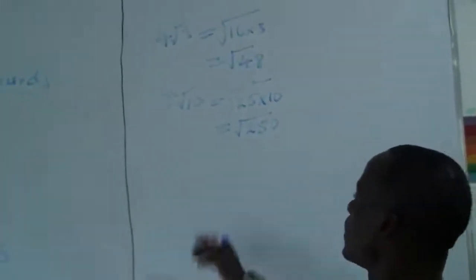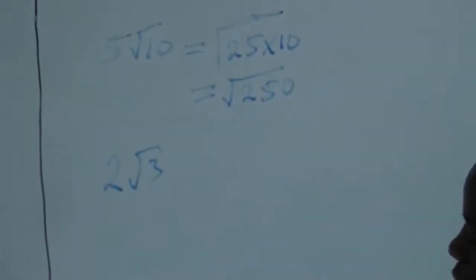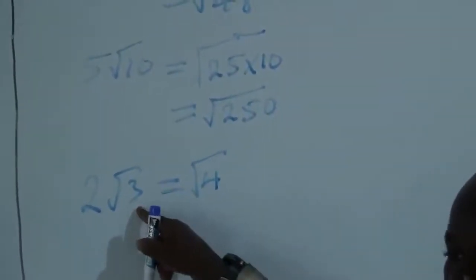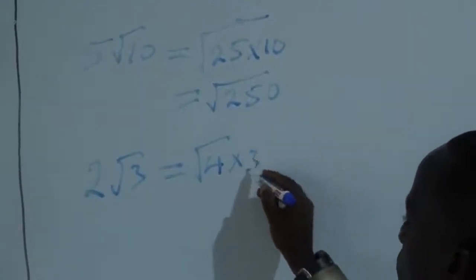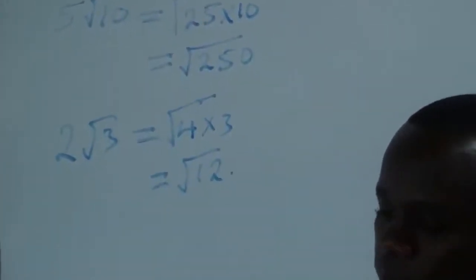And the last one, I believe you can do that. Can you try that and tell me how you do it? Okay, definitely we square 2. And when you square 2, you have 4. And then the 4 will have to multiply this 3, which is already under the root. And that will give us root 12. Let me give you one simple one.